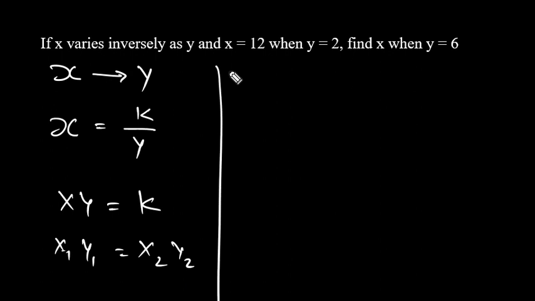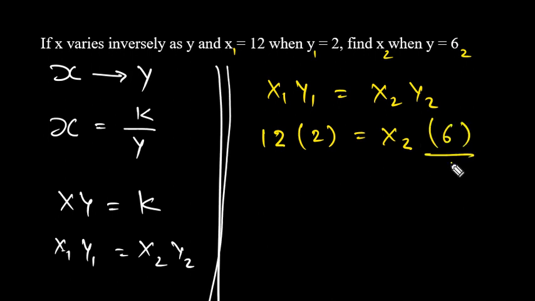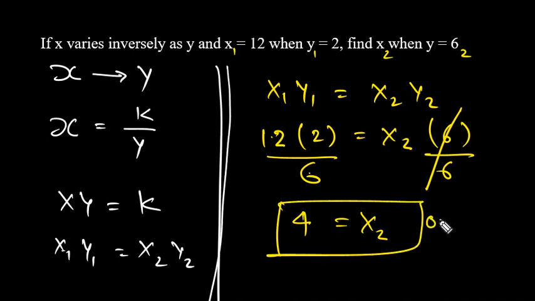Okay, now what do we have to do? We just have to substitute the values. So let's say this is x1, y1, x2 and y2. So x1 y1 is equal x2 y2. x1 is 12, y1 is 2, x2 we need to find, and y2 is 6. Divide 6 both sides, this will be cancelled. 12 divided 6 will give you 2, 2 multiplied 2 will give you 4. So x2 is equal 4, that is your answer.